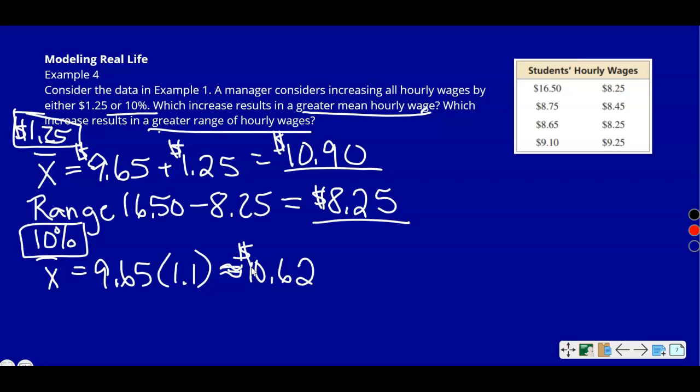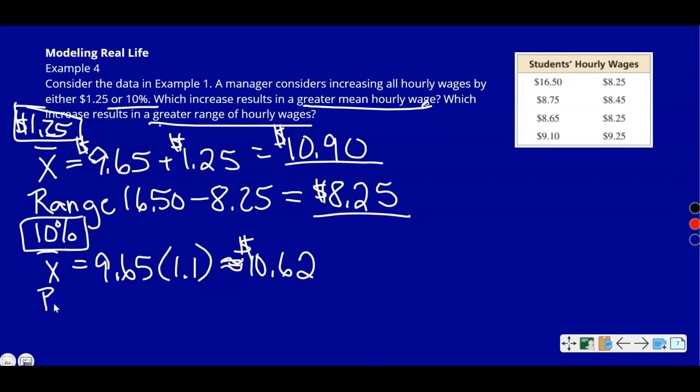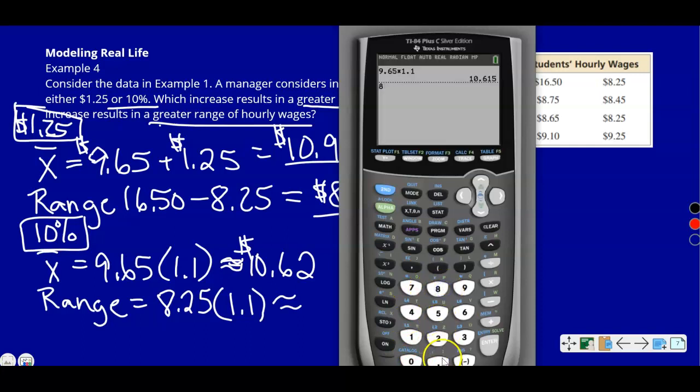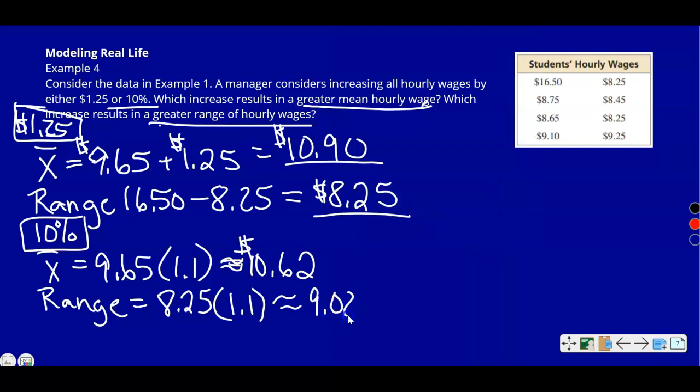All right, next would be the range. The range was $8.25, and we're going to increase that by 10%, which again would be 1.1. 8.25 times 1.1 is going to be about $9.08. All right, so this is with the 10% increase.